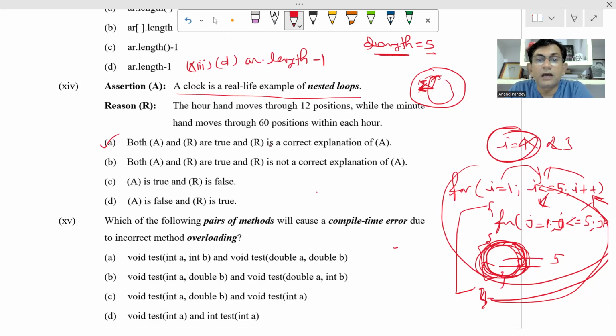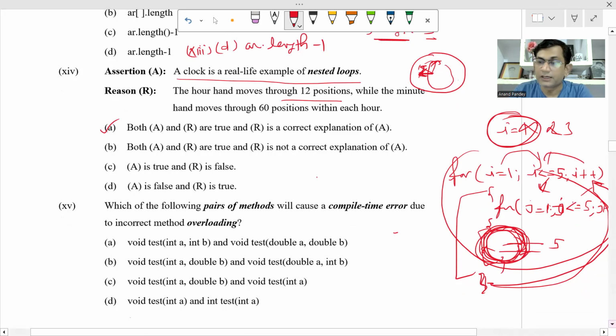I have related it. The hour hand moves through 12 positions, while the minute hand moves through the 60 positions. The minute hand takes one complete round, going through 60 positions. Suppose the hour hand is at 9 and the minute hand starts, takes a full round of 60 positions. After that, the hour hand reaches from 9 to 10. If this is clear, it is correct. So finally, the option is that both A and R are true, and R is the correct explanation of A. If any doubt, you can ask again.